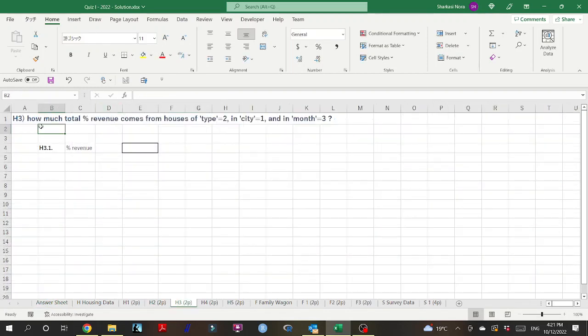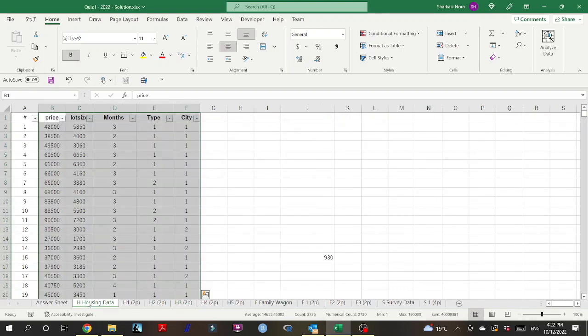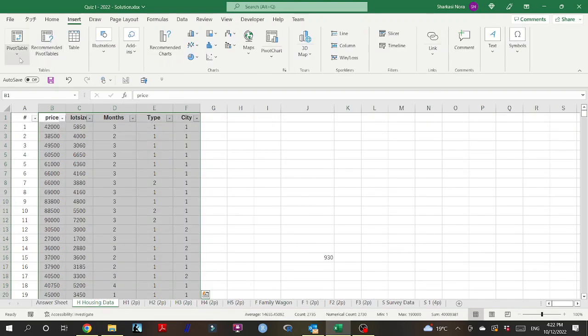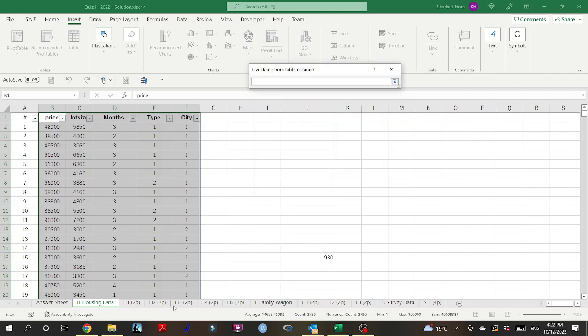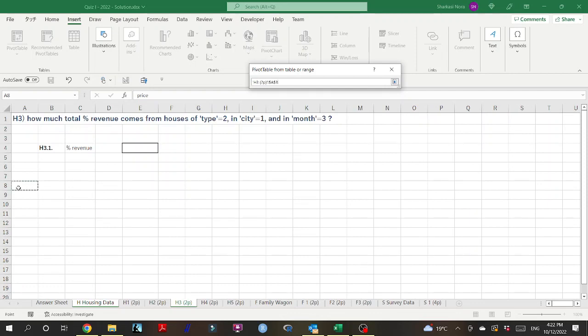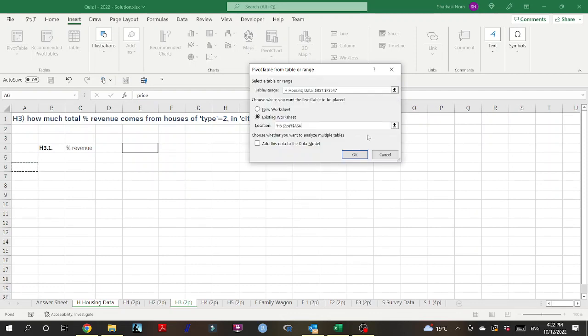Okay, number 3. How much is the total percent of revenue that comes from houses of type 2 in city 1 and in month 3? Okay, so we need a pivot table. All of the answers are pivot tables. So we're going to insert the pivot table in an existing worksheet. Which location? Let's put it here on top.